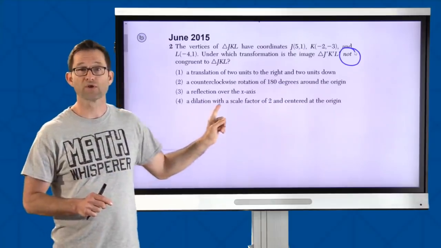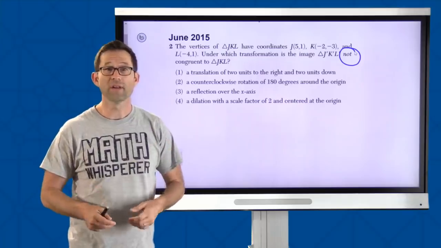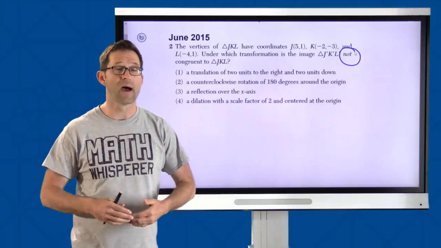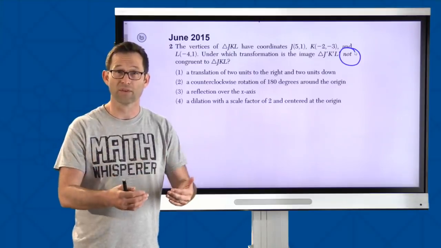A rotation is a rigid body motion, so the original and the image are going to be congruent. Number 3, a reflection over the x-axis. Same song, third verse. A reflection is simply a rigid body motion. It doesn't matter which line you reflect it across. The image triangle will be congruent to the original.